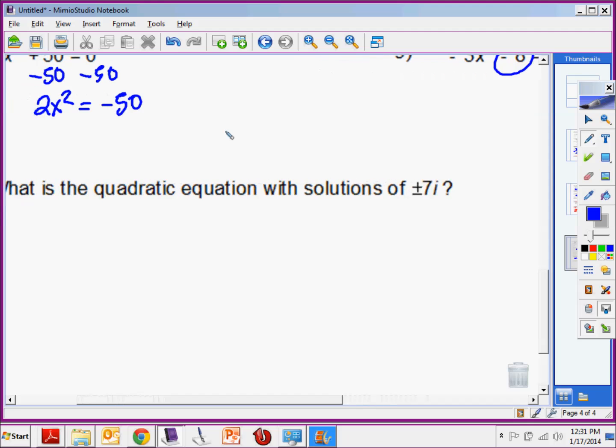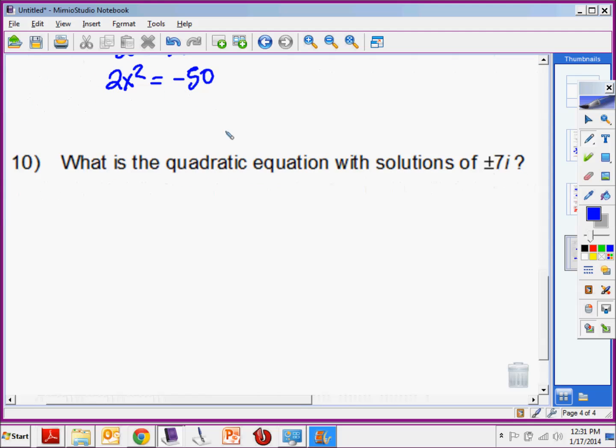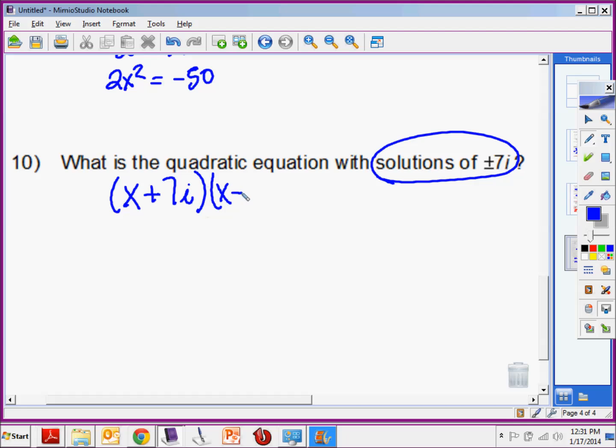Alright? Here's your hint for 10. It says, what is the quadratic equation with the solutions of plus or minus 7i? So it's telling me that my solutions were plus or minus 7i. When we talk about solutions, that means it came from what form? It came from factored form. So if I came from factored form, I started off with factors, and it wants you to find what was that original equation. So what would you do to find that original equation?